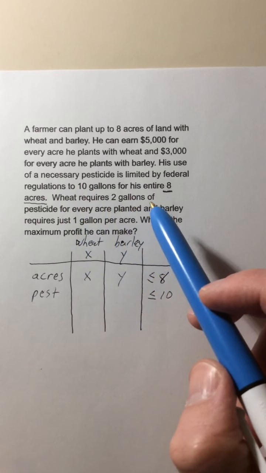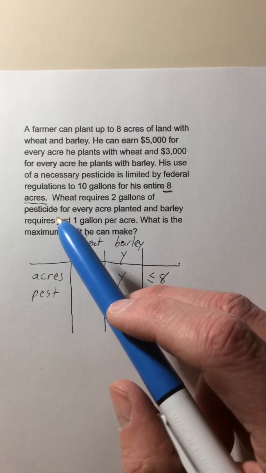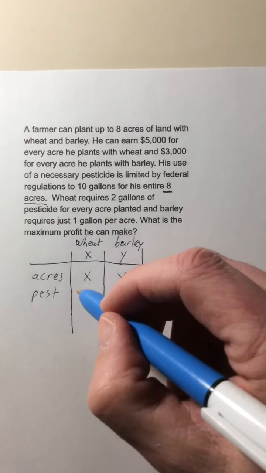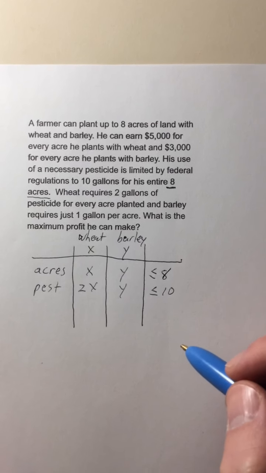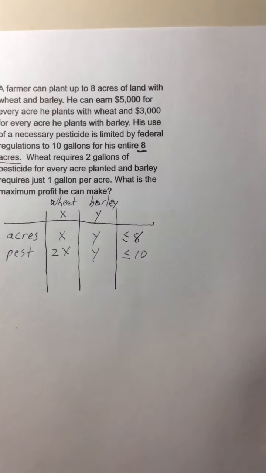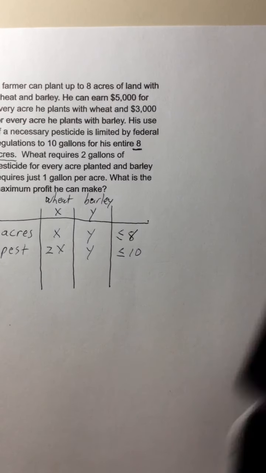It says wheat requires 2 gallons and barley requires 1 gallon. So we need 2 of those and 1 of those. So these are our 2 inequalities. So we graph those together. And we have x plus y is less than, well, so again, we're going to flip that around and make it greater than 8. And then we have 2x plus y, and that has to be greater than 10. And so again, we have our little figure right here.